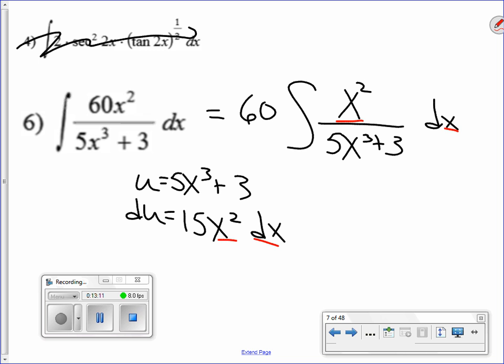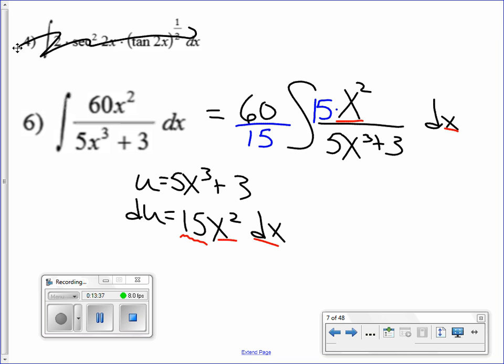You see how we're missing something? Before you convert it over to u's, you have to have all factors of du. So I'm missing a 15. That's no problem. I'll put that 15 up here. But now you have to divide outside by 15, or else you change the problem. That 15 wasn't there to begin with. If you put something in there that wasn't there to begin with, you need to multiply by its reciprocal.